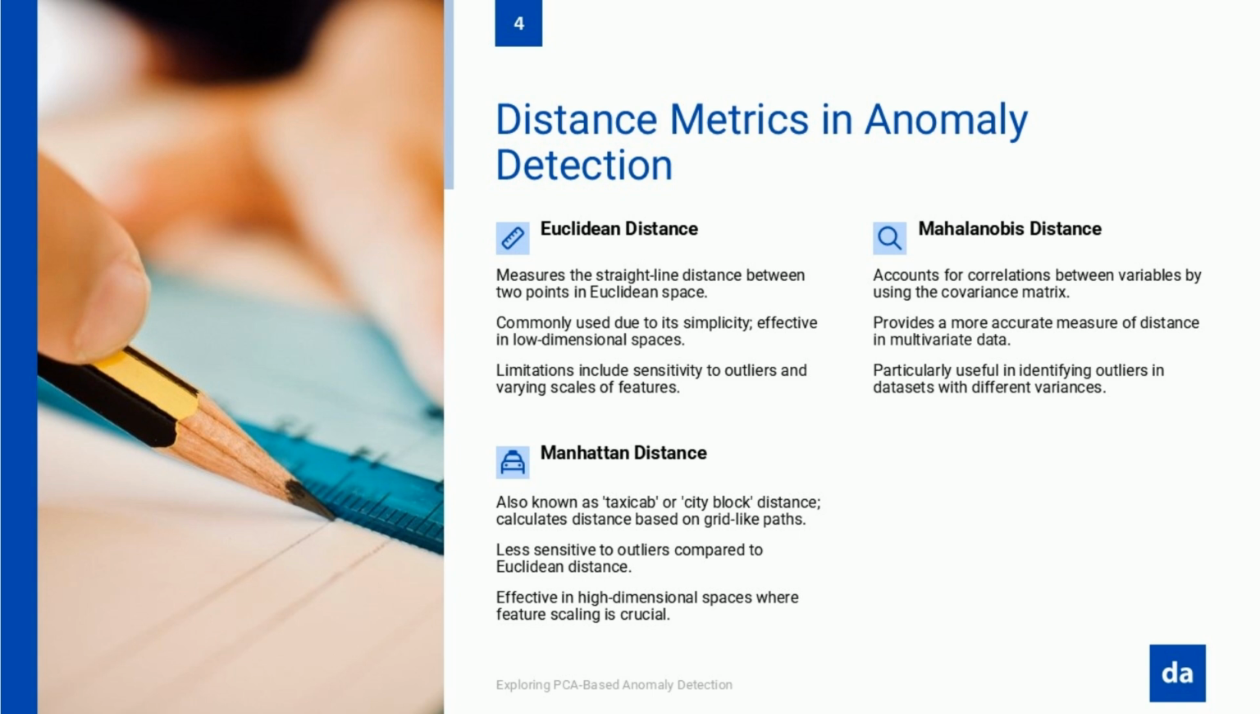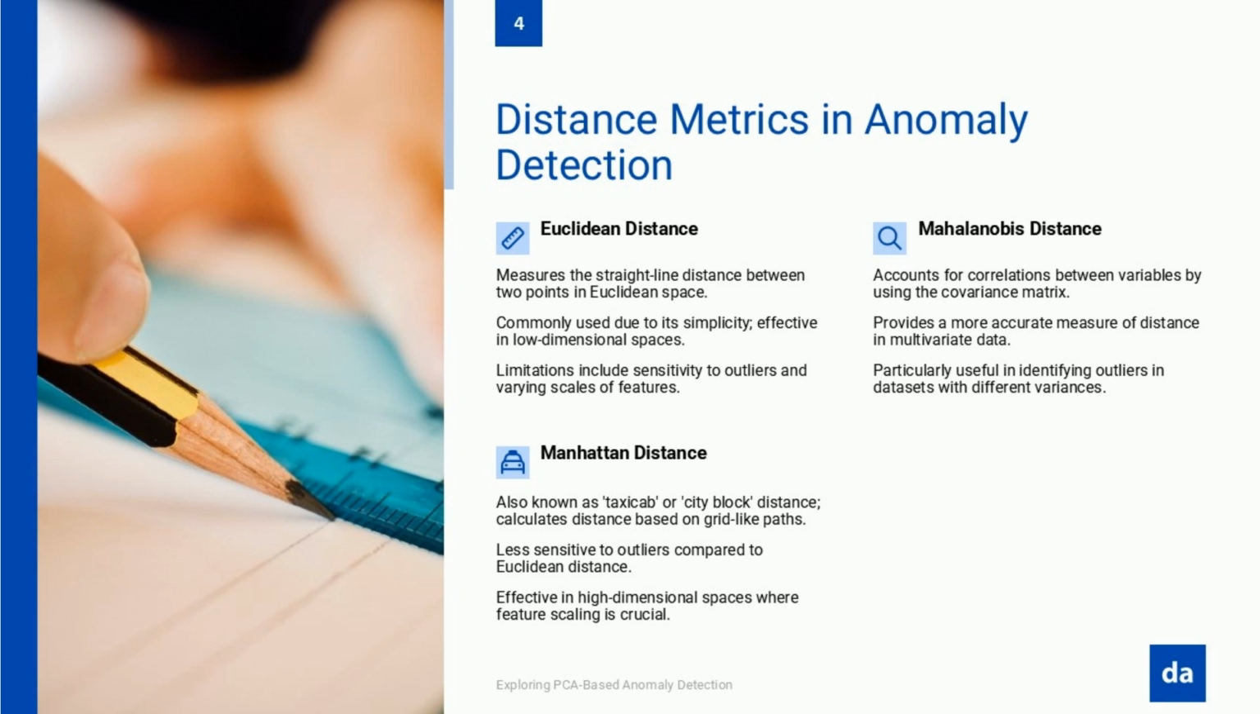Now that PCA has transformed our data into a lower dimensional space, the next challenge is identifying which data points are anomalies. But how do we actually measure what's normal and what's suspicious? That's where distance metrics come in. These mathematical tools help us quantify how far a data point deviates from the expected pattern. The farther a point is from the normal cluster, the more likely it is to be an anomaly.